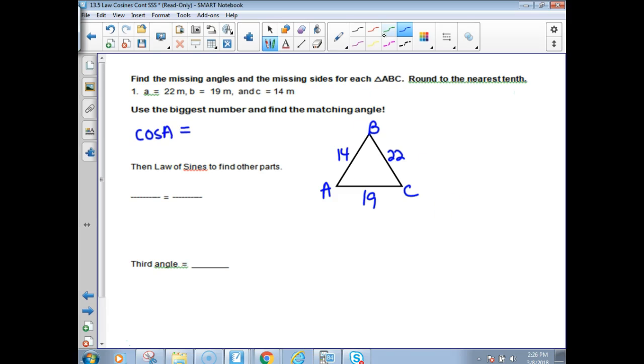and it would equal, since I'm going to find angle A, I'm going to start off with the adjacent sides to that angle in the formula. That's what you start with, just like in the other formula. You take those adjacent sides first, and then you subtract the one across from it. So you go 14 squared plus 19 squared minus 22 squared, divided by 2 times the first two that you started with, the 14 and the 19.